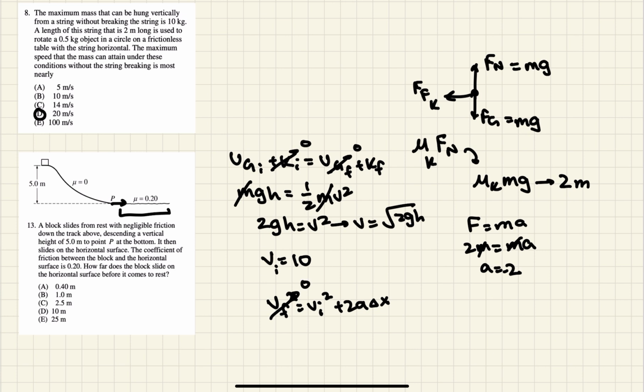So v final is 0 because it ends at rest. This is 100 because 10 squared, minus 4 delta x. And so you can just solve for delta x. It's just simple algebra here. It's going to be 24.5 meters. And so your answer would be E for this one.